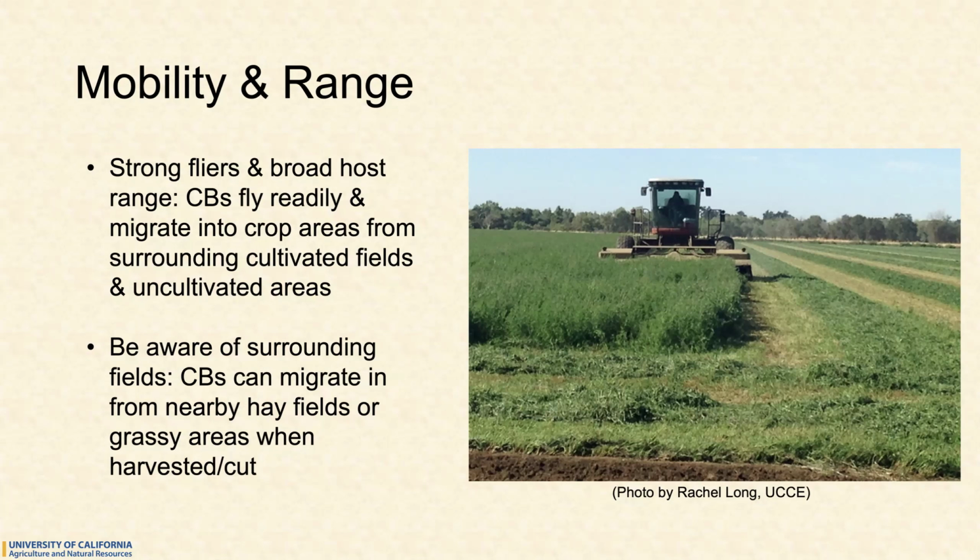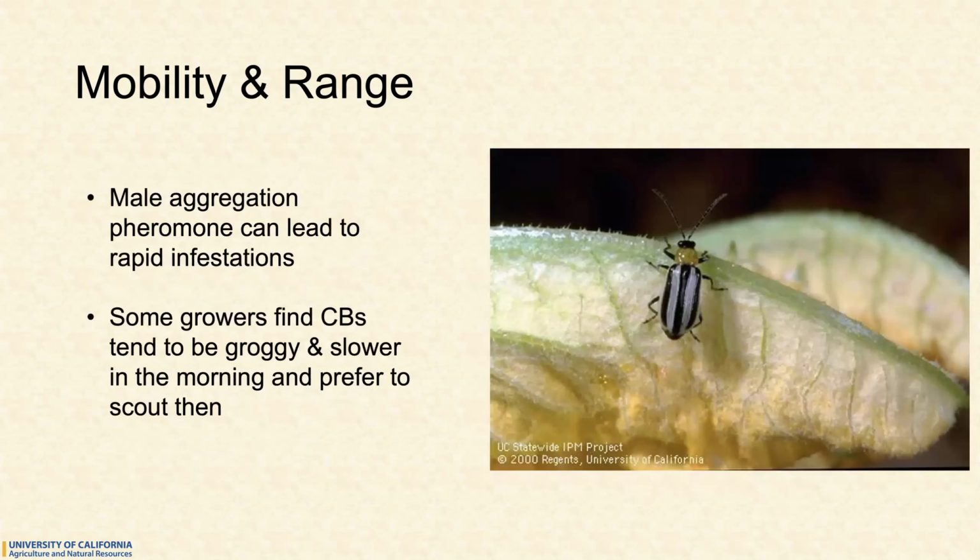Especially when they're harvested or cut. So I heard a lot from farmers about, oh, well, our neighbor cut a hayfield and now we have tons of cucumber beetles. So as much as you can, talk to your neighbors and try to understand when they're going to harvest. I also heard about a farmer who weed whacked one area of their farm and then had a huge cucumber beetle outbreak right after they did that. So just be aware that they can migrate, especially after you cut grassy areas.